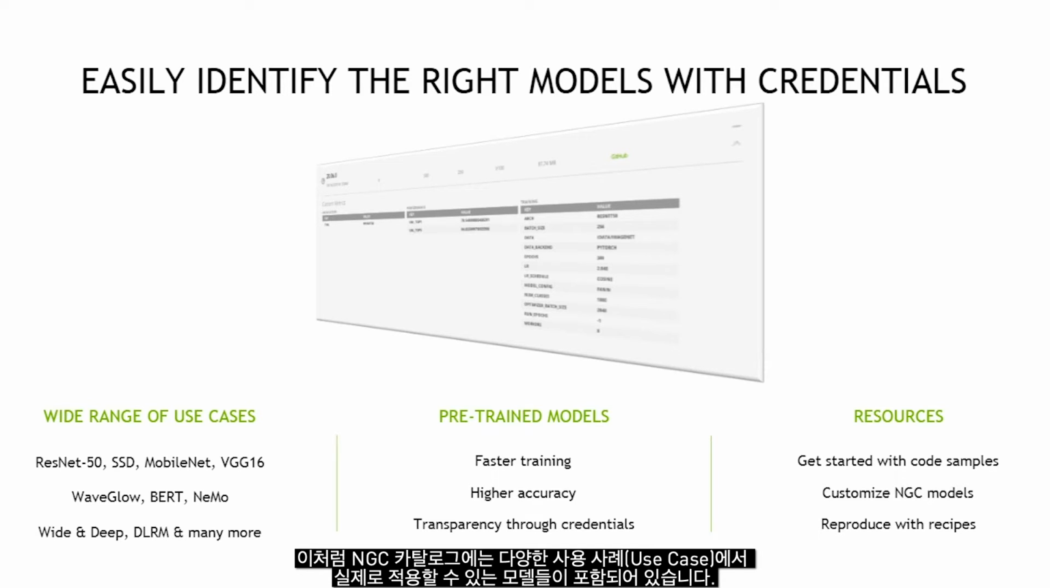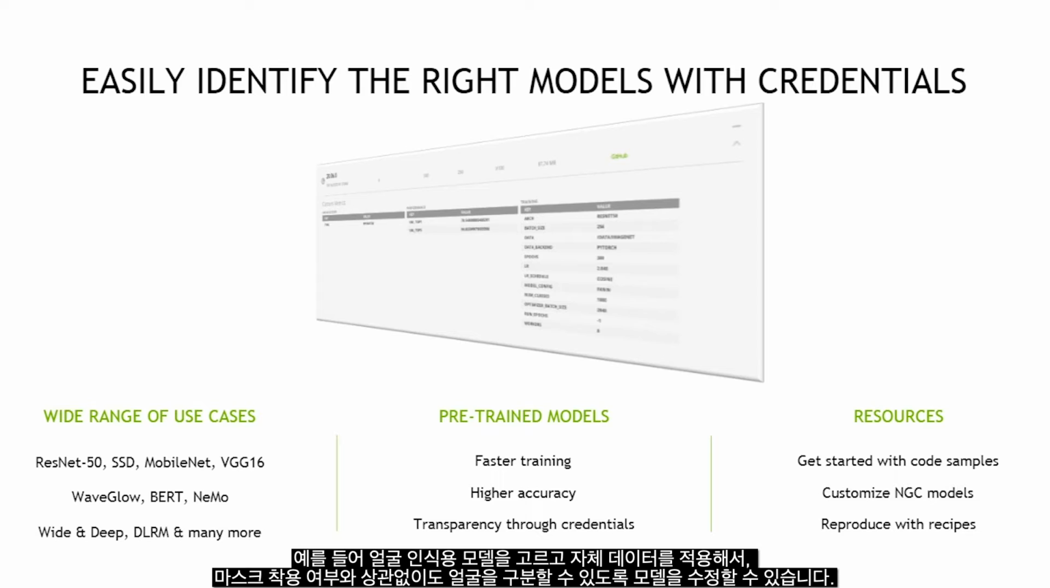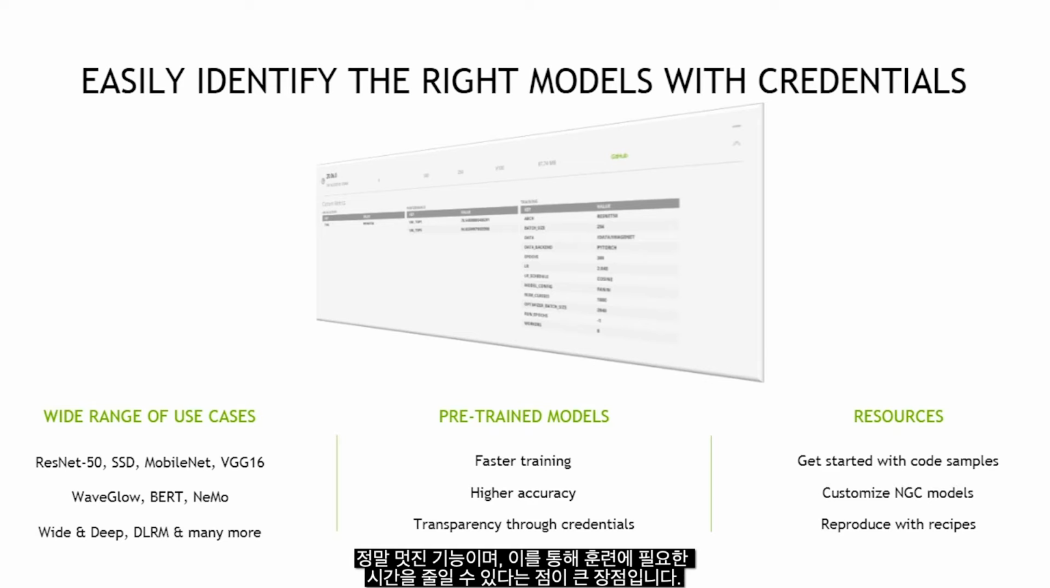So the idea is to curate these sets of the models that you can actually use for your various use cases. One key thing about these models is that you can apply transfer learning. And what that means is that you can take a model that was built, let's say, for detecting faces, and you can apply your own data and then change that model so that you can detect faces with masks or with no masks on. And that's a really cool feature because then it reduces the amount of time you take for training.